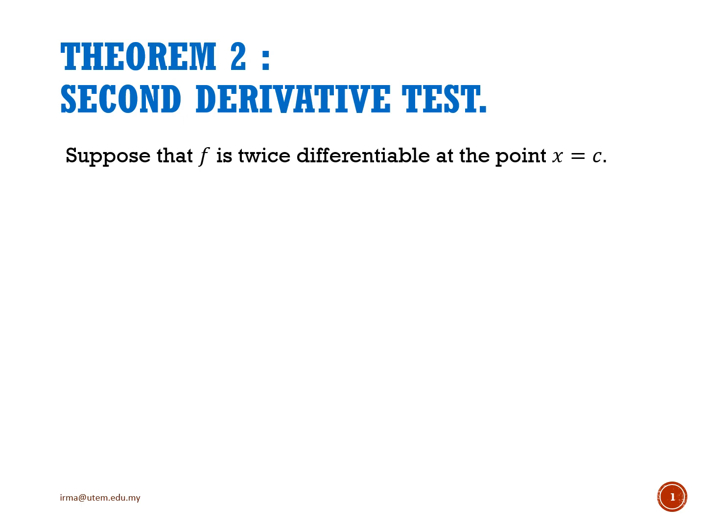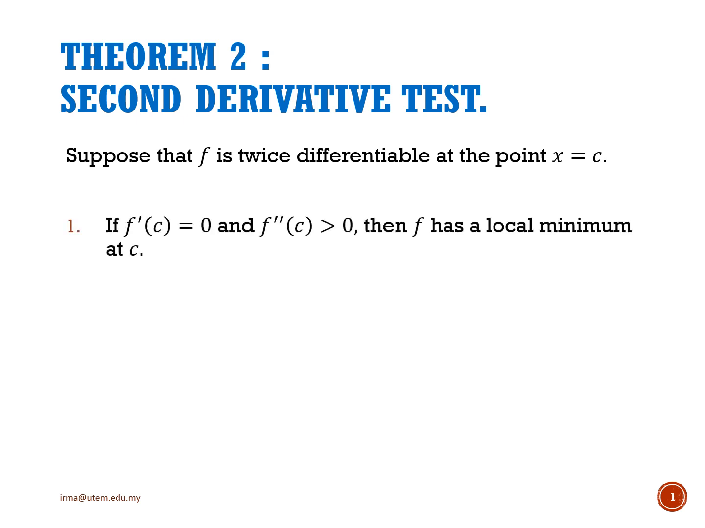Hi all, so we have discussed the first derivative test. So now we come to theorem number 2, which is the second derivative test. Suppose that f is twice differentiable at the point x equal to c. Number 1, if f prime c is equal to 0 and f double prime c is greater than 0, then f has a local minimum at c.